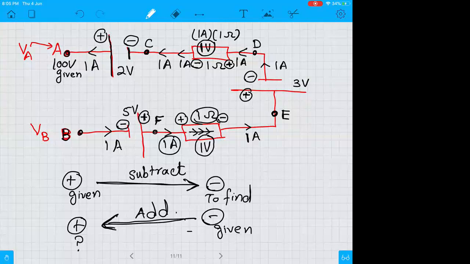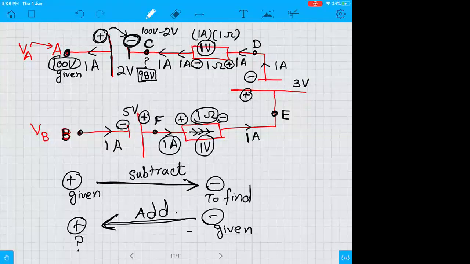Now you see, point A is on the positive side and point C is on the negative side. As a result, point A is at 100 volts. What would be the potential at point C? Now you're moving from positive towards negative, so you have to subtract. So it would become 100 volt minus 2 volt. So the answer would be, here you will get 98 volts. So this would be 98 volts.